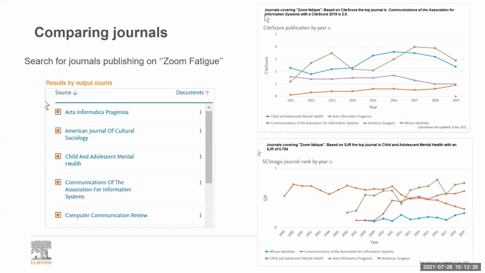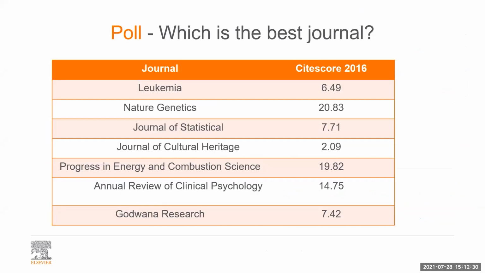And just to close off here in terms of journal metrics, just a question to you. I'm going to launch a poll again to get your estimation of what is the best journal here. I've provided the CiteScore for them, and I'd like to hear from your side, knowing now what the CiteScore is and knowing the other journal metrics as well, what is the best journal of these?